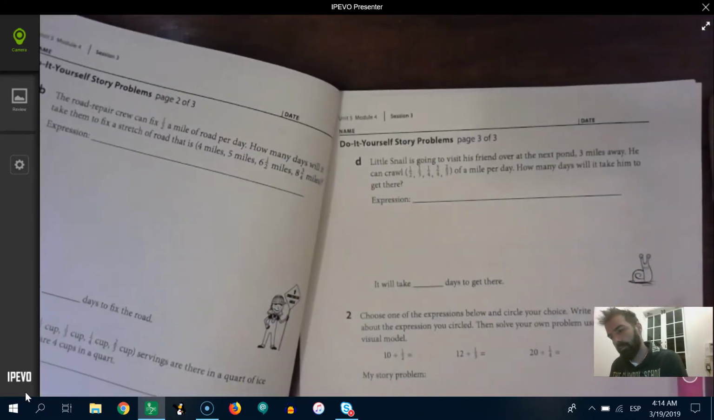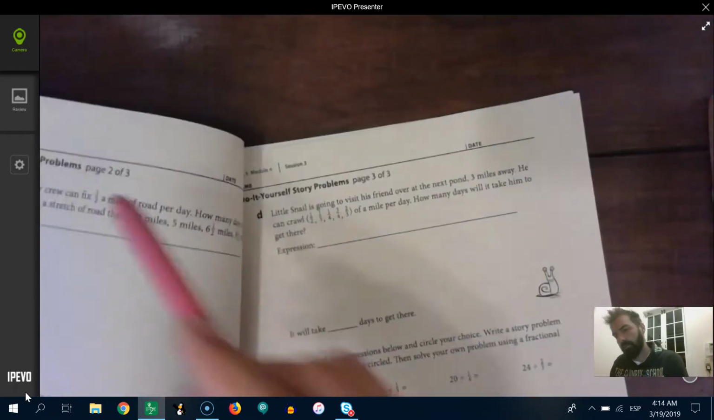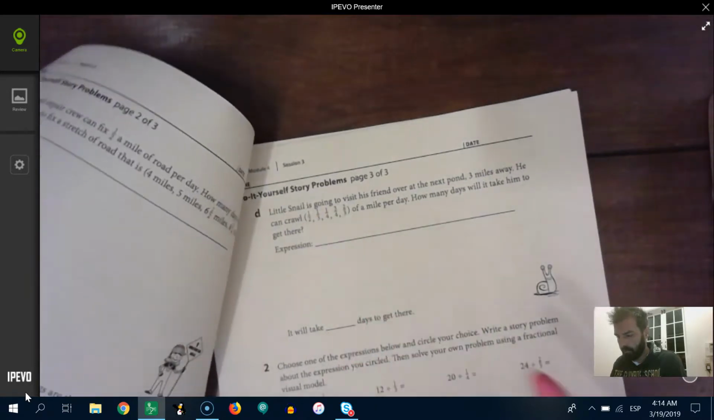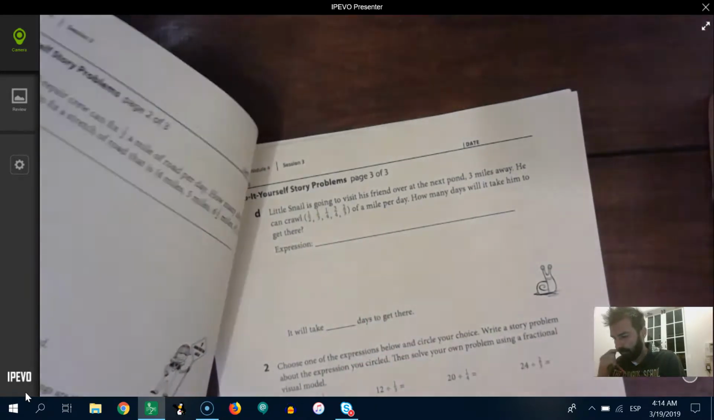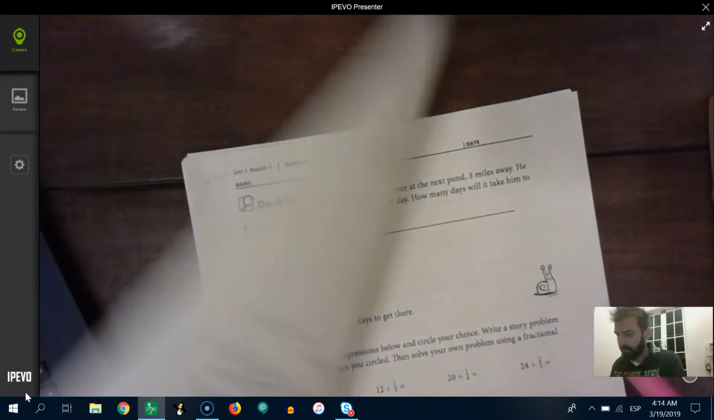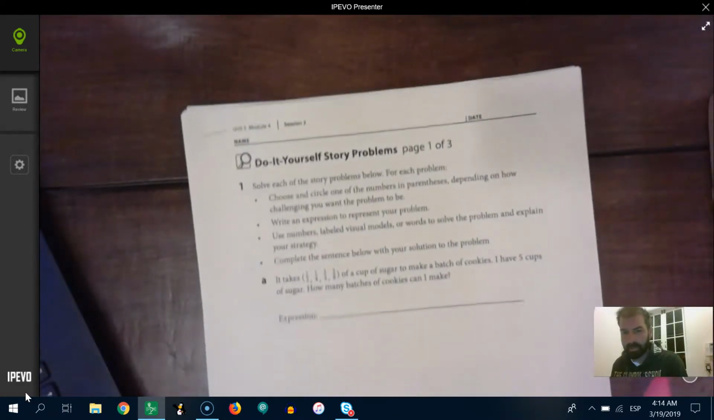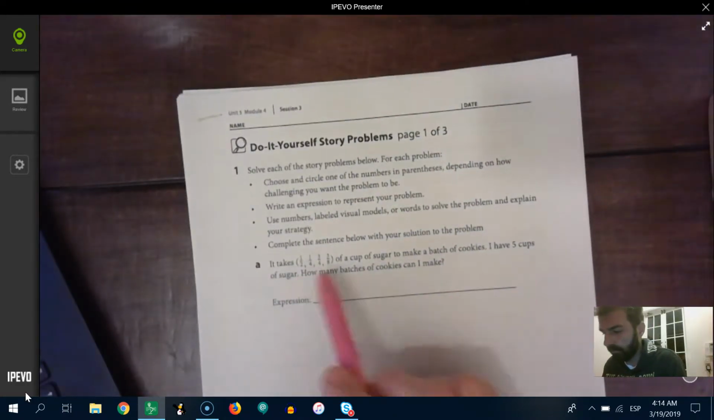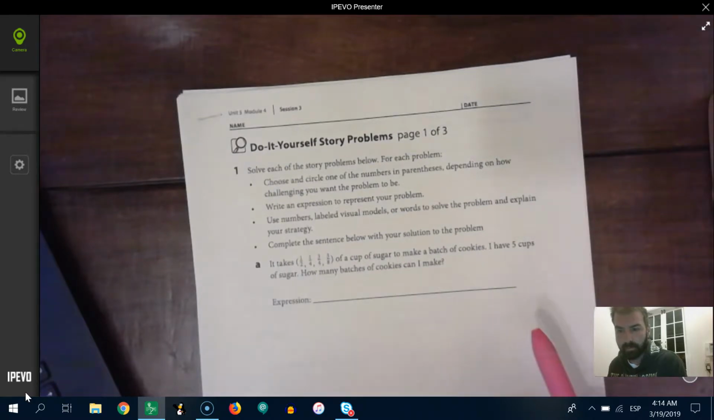There are 1, 2, 3, 4 that way, and then there's some other stuff. For each of the story problems, it's asking you to circle one of the fractions, depending on how hard you want to make things for yourself.